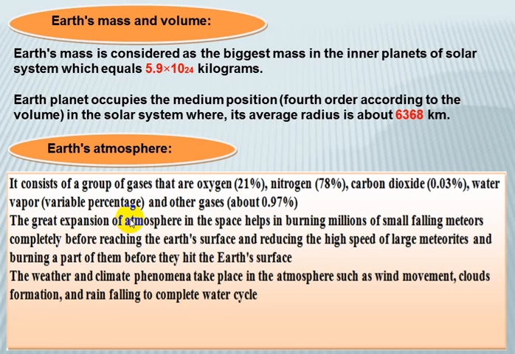The great expansion of the atmosphere in space helps in burning millions of small falling metals completely before reaching the Earth's surface, and reducing the high speed of large meteorites and burning a part of them before they hit the Earth's surface. Also, weather and climate phenomena take place in the atmosphere, such as wind movement, cloud formation, and rain falling to complete the water cycle.